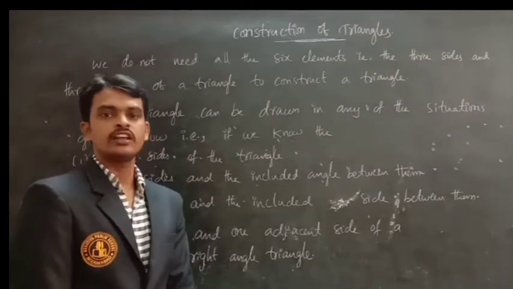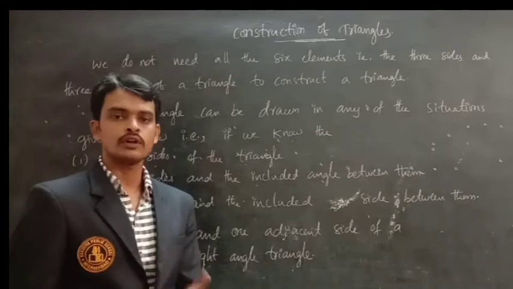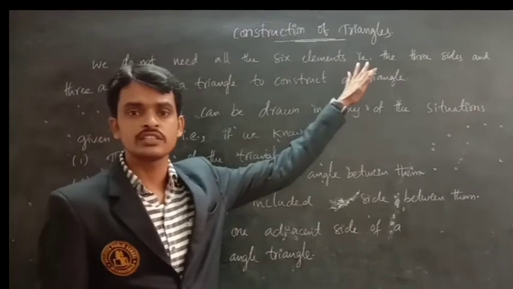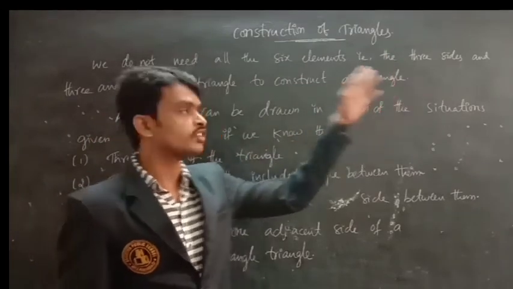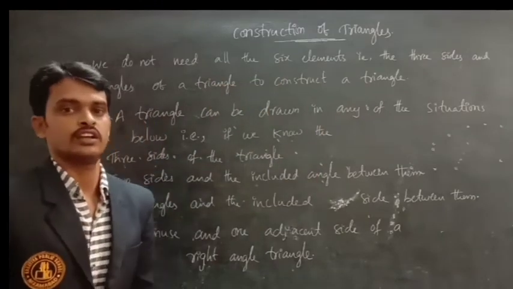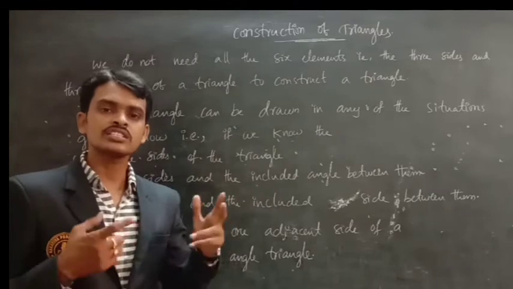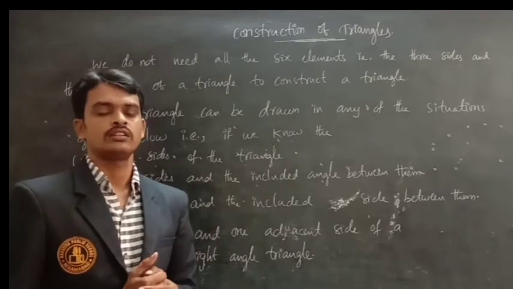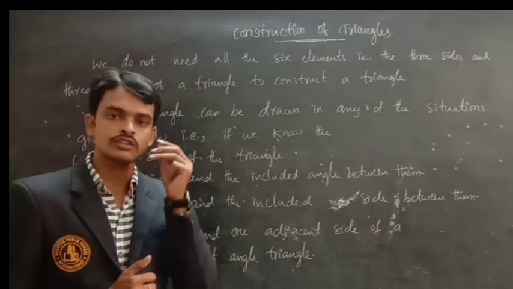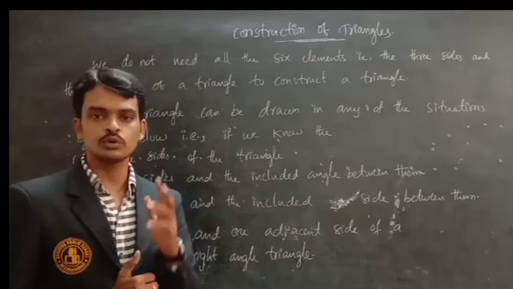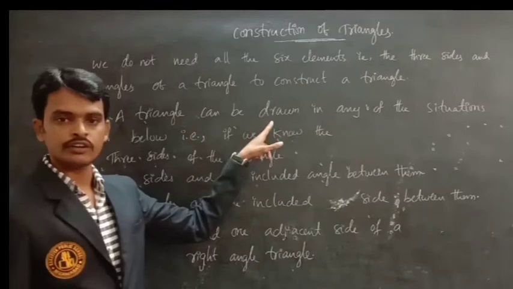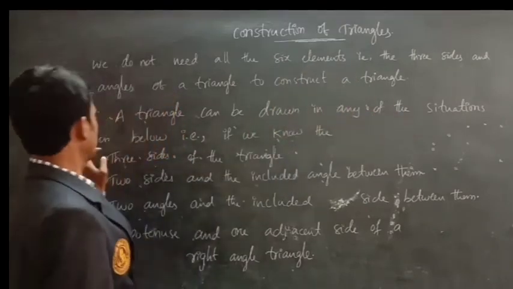To construct a triangle, we should follow some rules. Here, we do not need all the 6 elements, that is, 3 sides and 3 angles of a triangle, to construct a triangle. We do not require all the elements. A triangle can be drawn in any of the situations given below.